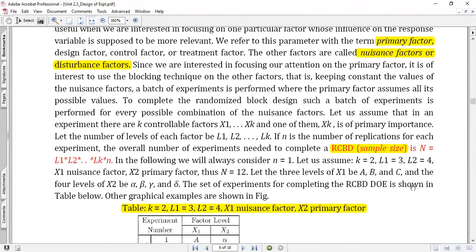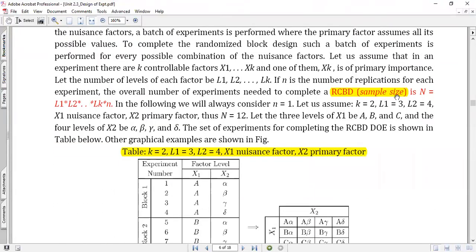Now, when you come to the RCBD, the number of samples n will be equal to the levels of all the factors that you have taken, multiplied. For factor 1, how many levels have you taken? For factor 2, how many? You may have k number of factors. All factors you have to multiply.